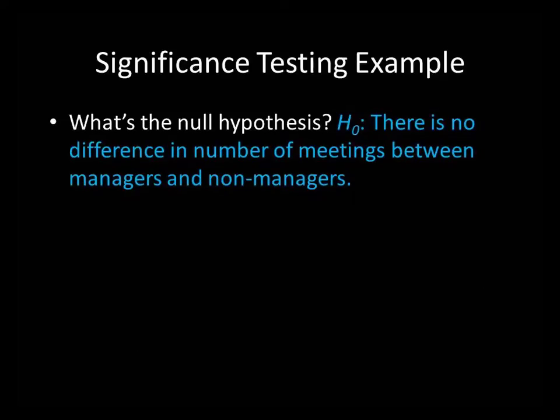I think it'd be helpful if we work through an example to show you how significance testing might actually occur. And the first step is to get our research question and our hypotheses in particular in order. So, following on the example we've been using, what's the null hypothesis? Well, the null hypothesis in that example is that there is no difference in the number of meetings between managers and non-managers.